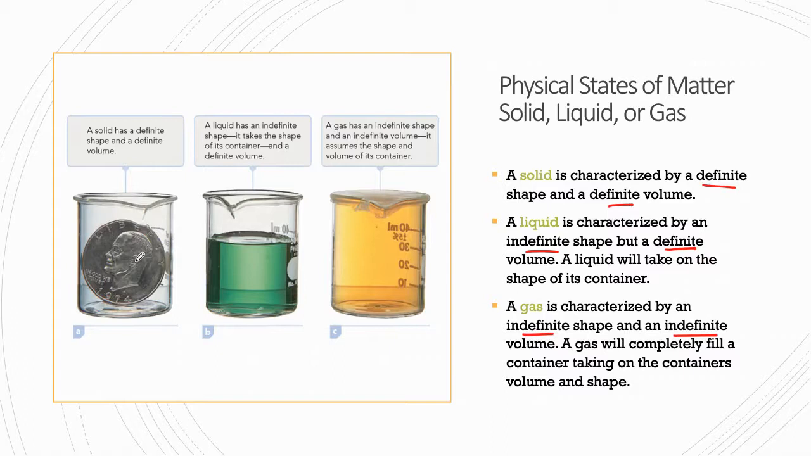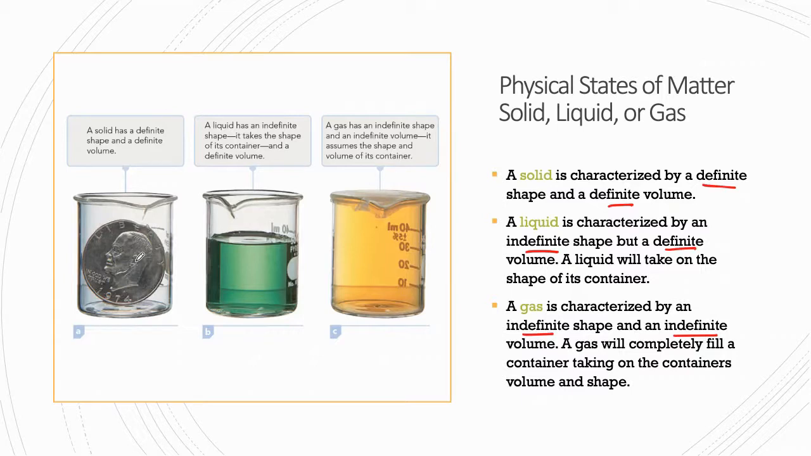And it has a definite volume. Remember, the volume is the amount of space something occupies. We can measure volume. Now, it's kind of hard to measure the volume of a quarter because it has such an unusual shape. And in chapter 2, we will talk about how you measure the volume of irregularly shaped objects. But we can measure its volume. So this quarter has a definite shape and a definite volume, and these two things make it a solid.